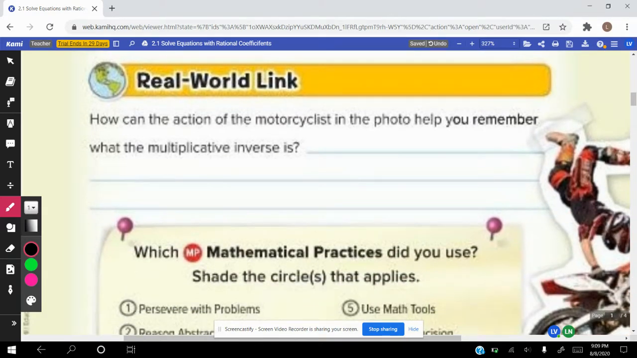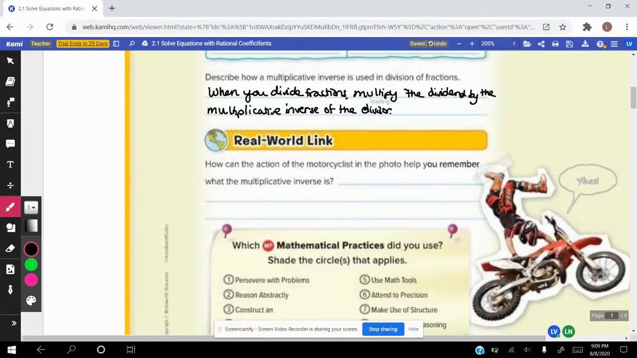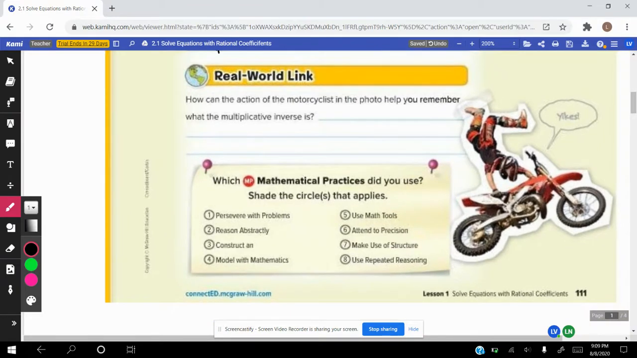So for the real world link, how can the action of a motorcyclist in the photo help you remember what the multiplicative inverse is? Well, if you were to look at this motorcyclist right over here to the right, you will notice that he is actually upside down. So let's put that down. The motorcyclist is upside down.